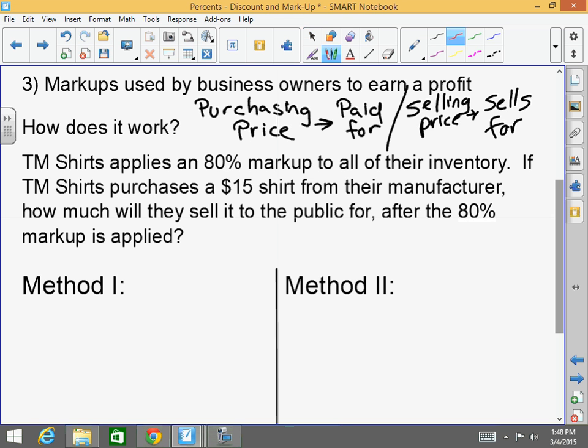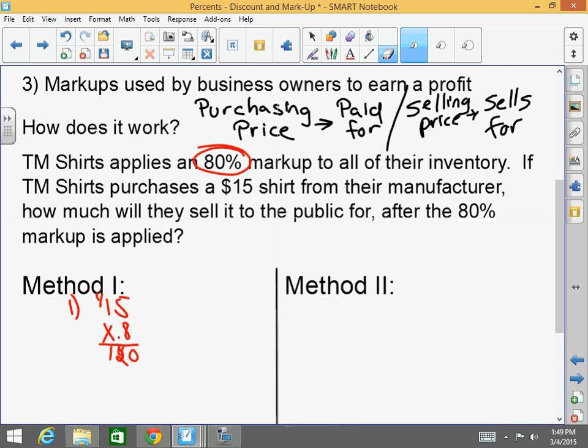So if we're going to use method 1, we have a $15 item, but we are applying an 80% markup. So we're going to multiply that by 80%, which is 0.8. So that's 120, but remember you got to move the decimal over, right? So that's $12. That is your markup. That is what you're going to add to the price of what you're selling.